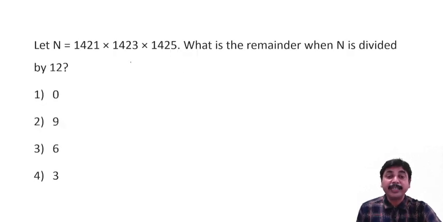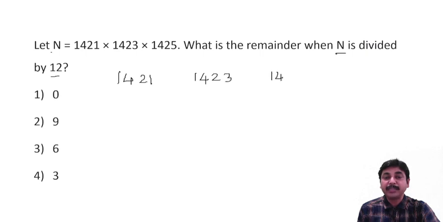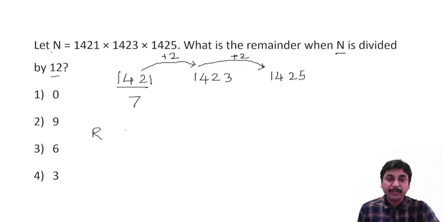Now, here we have to find the remainder, and n is 1421 into 1423 into 1425. We have to find the remainder when n is divided by 12. Now, instead of dividing all the numbers by 12, what you can find here is that the numbers are increasing by 2. 1421 plus 2 is 1423, and 1423 plus 2 is 1425. So let us just find the remainder here. 7 ones are 7, and the remainder will be 0 here.